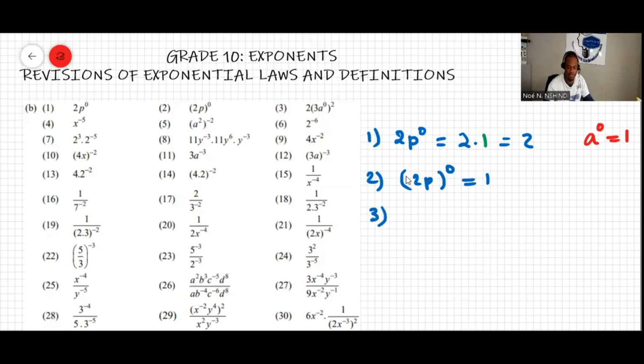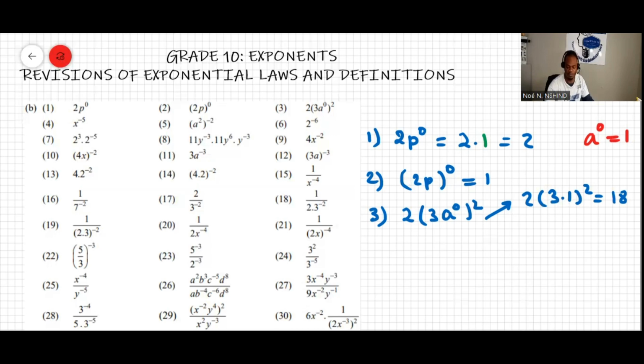Question 3 is like 2, open bracket 3a to the power of 0, to the power of 2. Okay? We can solve this as 2 multiplied by 3 times 1 to the power of 2, which is equal to 18, because 3 squared is 9. 1 squared is just 1, so 9 times 1 is 9, 2 times 9 is 18.